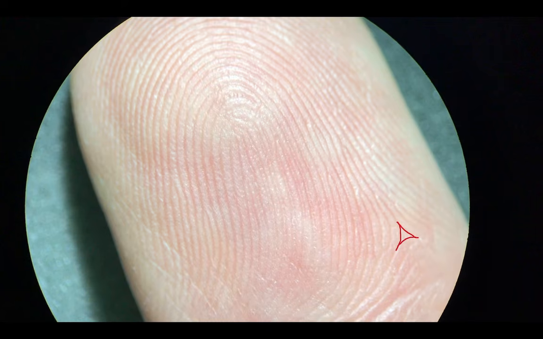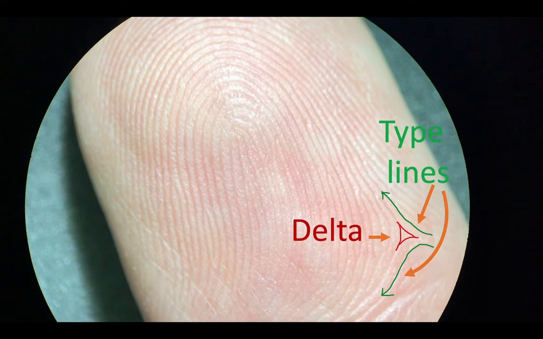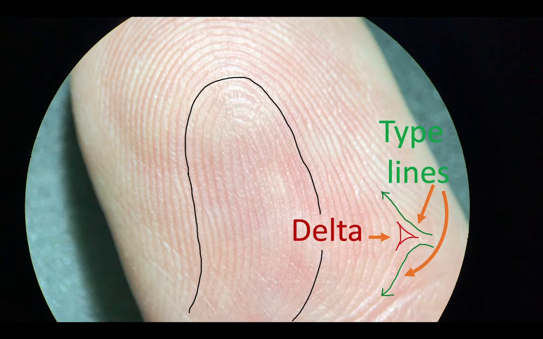So here is a delta. That's your delta. And on both sides of the delta, you have what we call typelines. These typelines diverge at the delta, and they go all the way around. So how again can we tell that this is a loop? Take any ridge inside of the pattern there, follow it around. If it goes in and back out in the same direction, that's called a loop.